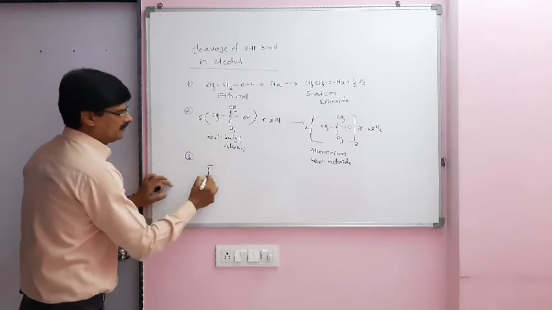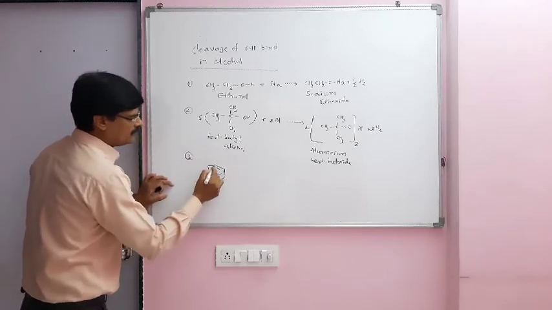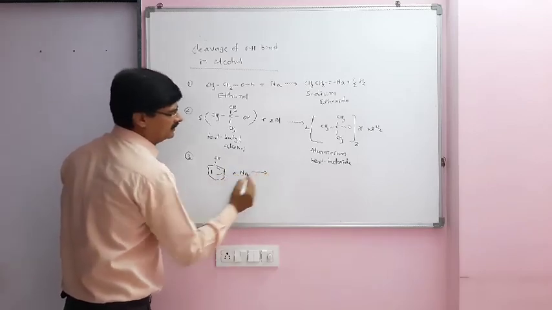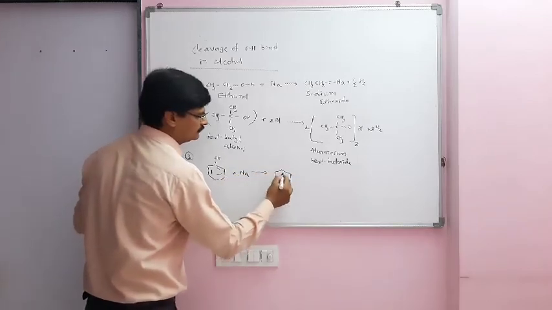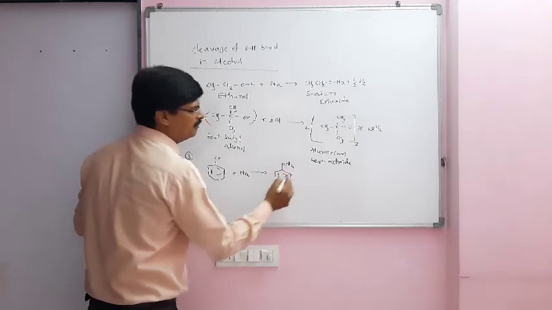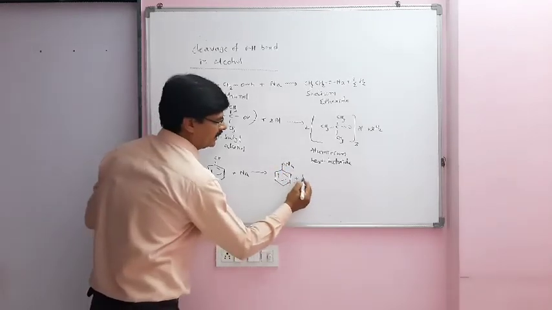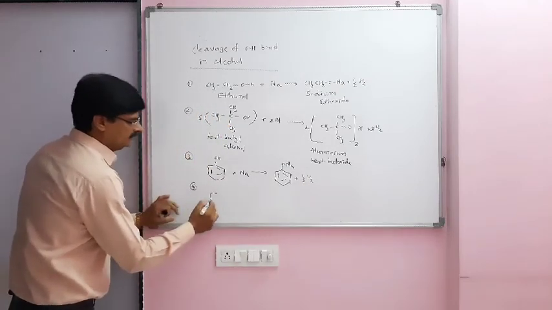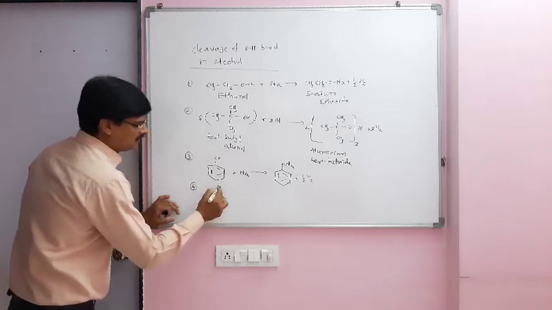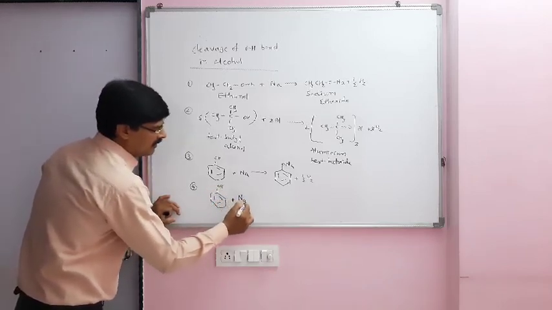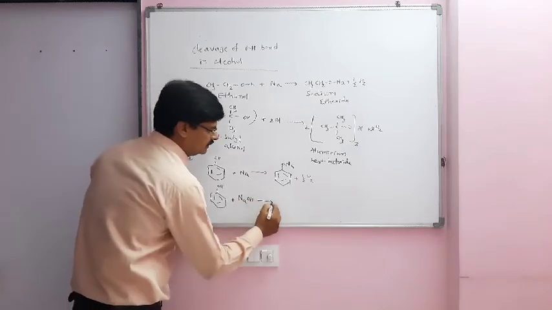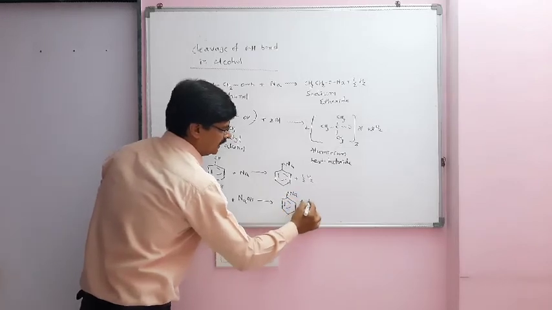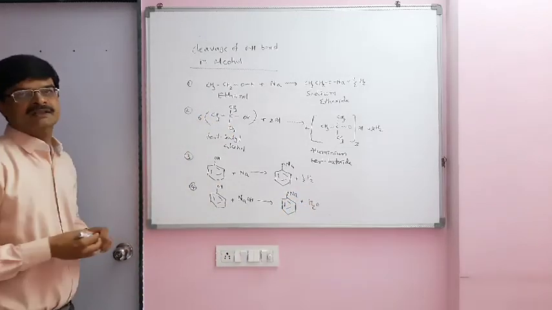Third reaction, in which phenol reacts with sodium metal and gives sodium phenoxide, and hydrogen gas is liberated. Fourth reaction, phenol plus sodium hydroxide gives again sodium phenoxide, and water is liberated.